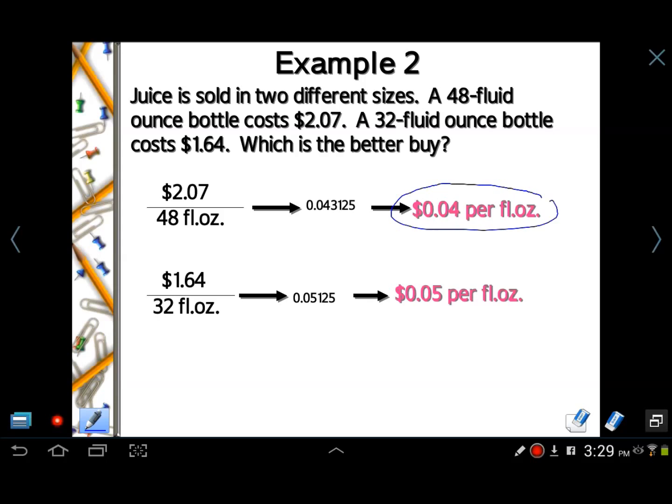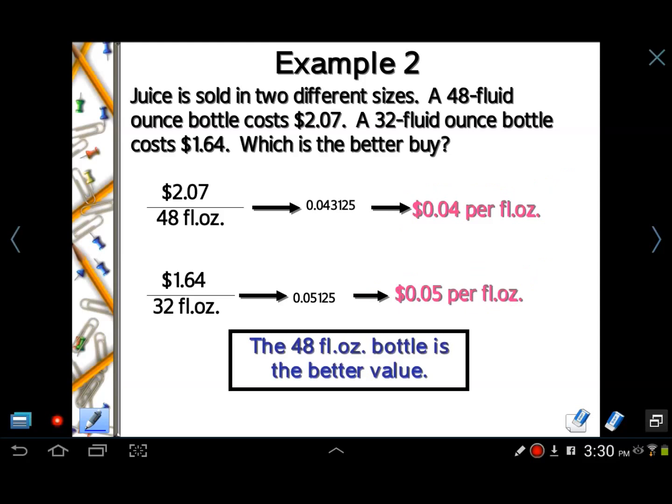Now we know what we're paying per fluid ounce. For the 48 ounce bottle of juice, you're paying 4 cents for every fluid ounce. In the 32 ounce container, you're paying about a nickel per fluid ounce. This one's more expensive, this one's cheaper. So the better buy is the 48 ounce container.